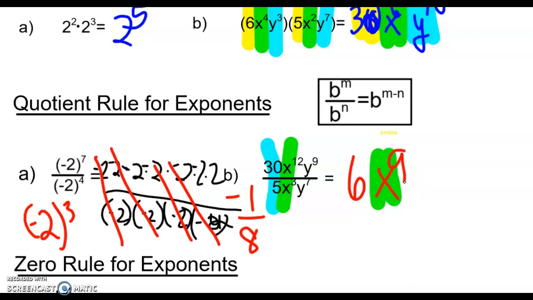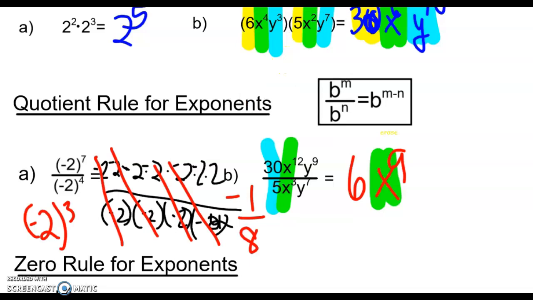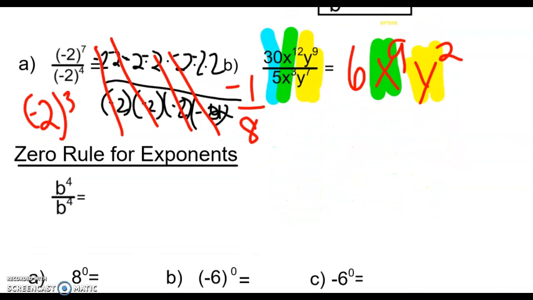And then the last one, y to the 9th divided by y to the 7th. Well, on the top, you have y multiplied by itself 9 times. On the bottom, you have y multiplied by itself 7 times. And so 7 of them cancel out. So the top wins by 2. There's 2 left after you cancel them.